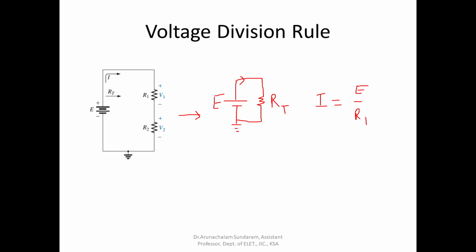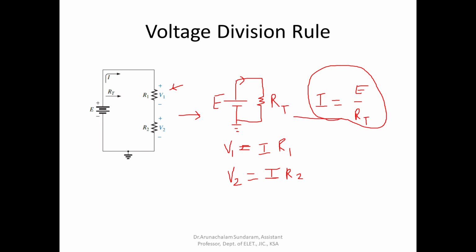Now again I am going to ask you to apply Ohm's law to resistance R1. So what will be V1? V1 will be I times R1, current times resistance. Same way, V2 will also be equal to current into R2.